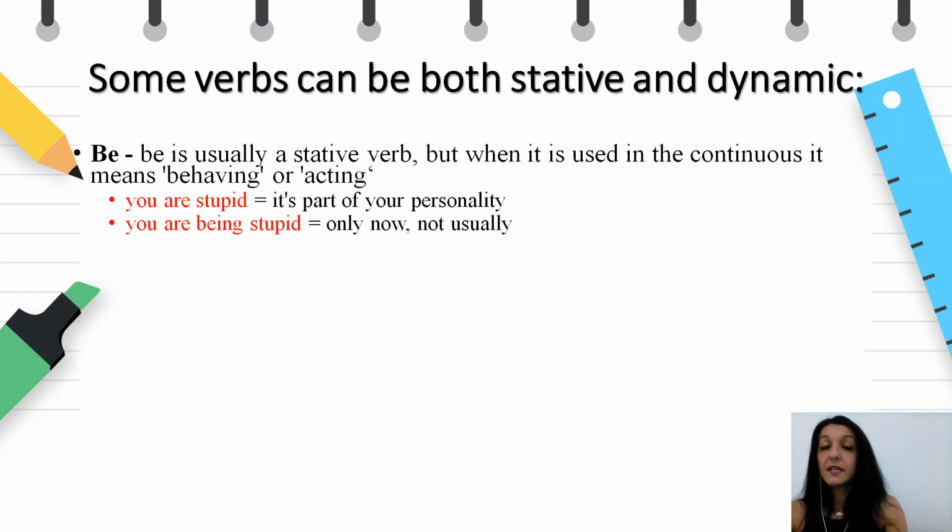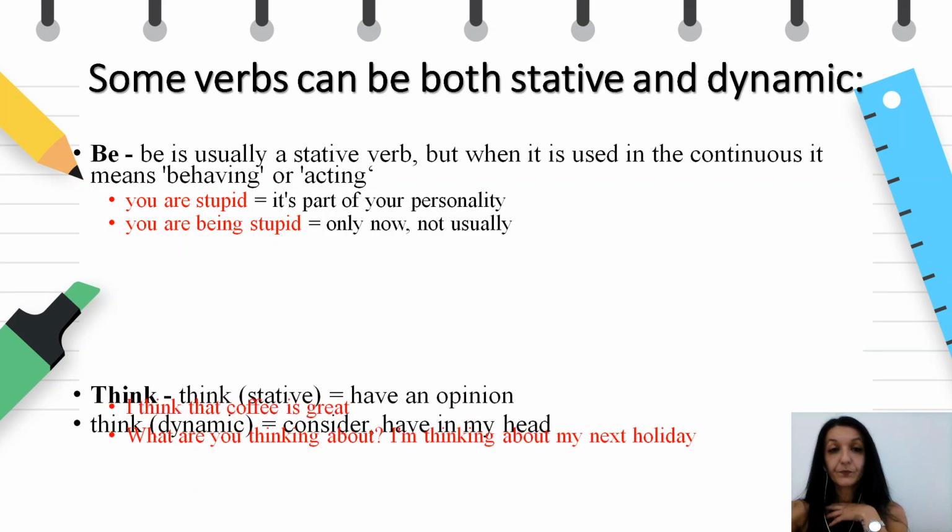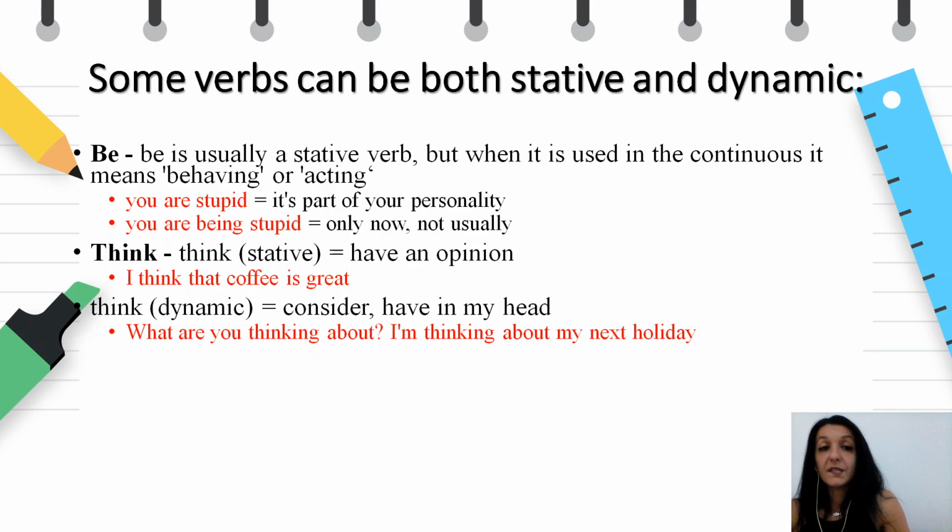Be is usually a stative verb, but when it is used in the continuous form, it means behaving or acting. For example, if you say you're stupid, it means it's part of your personality. But if you say you're being stupid, it means only now, not usually. Next verb is think. Think as a stative verb means to have an opinion. I think that coffee is great. Or think as dynamic means to consider or have in my head. What are you thinking about? I'm thinking about my next holiday.